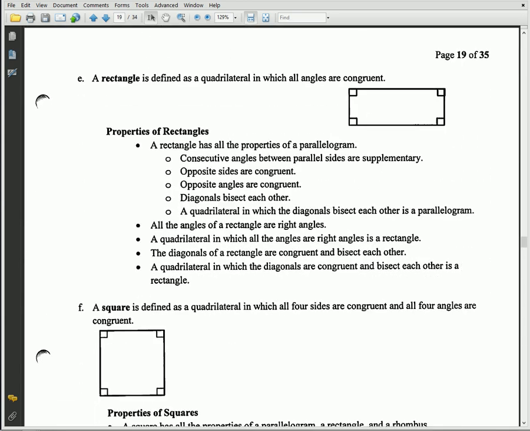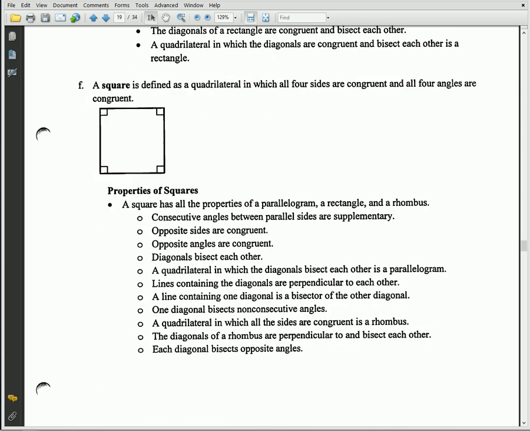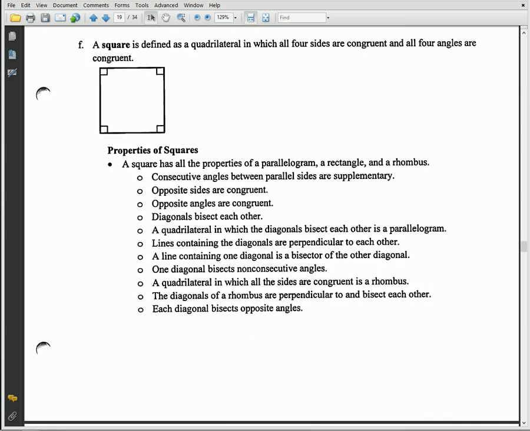A rectangle is defined to be a quadrilateral in which all angles are congruent. Notice it does not say that the sides are congruent. It says that the angles are congruent. This is the first one that has all angles congruent. Actually, all angles are 90 degrees, because they're all congruent, we'll find out later that they all have to be 90 degrees. A square is defined to be a quadrilateral with four sides congruent and four angles congruent.